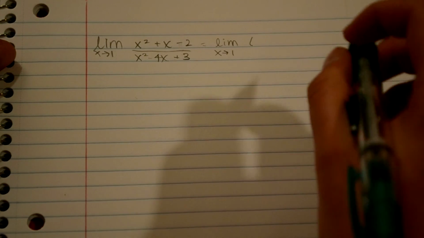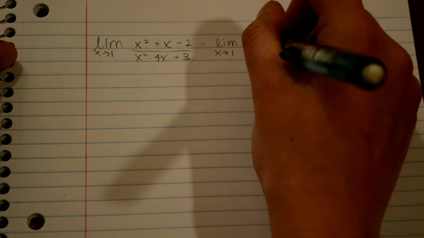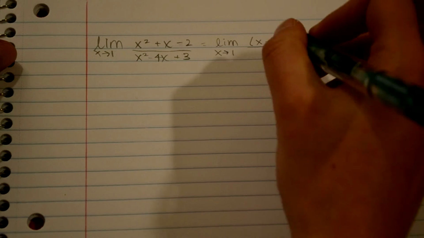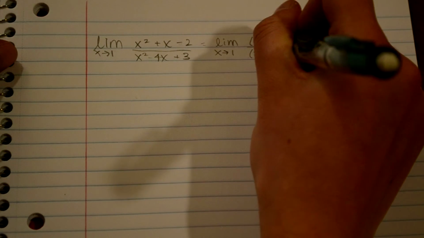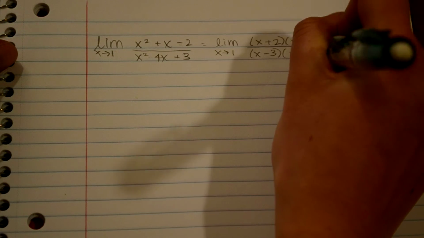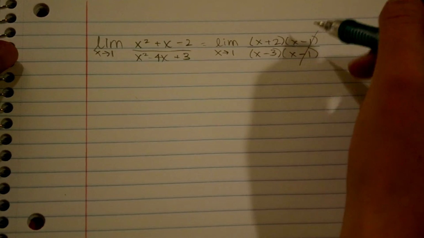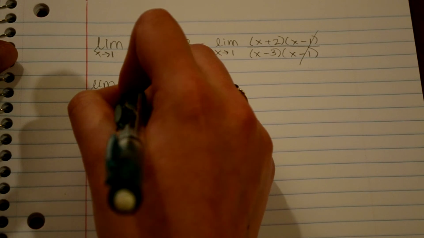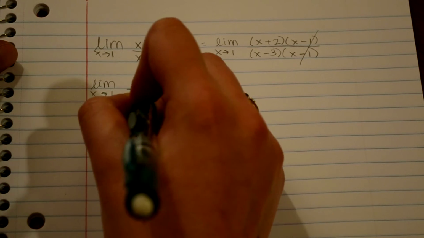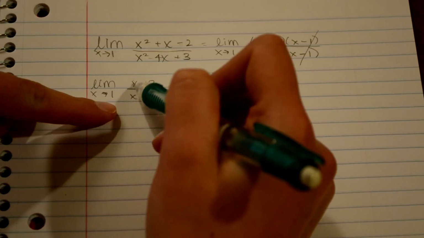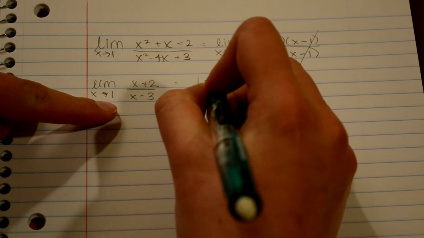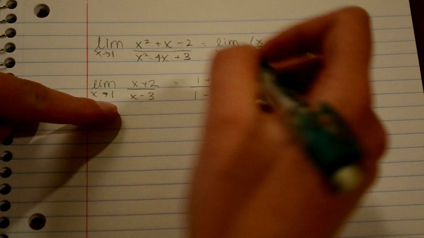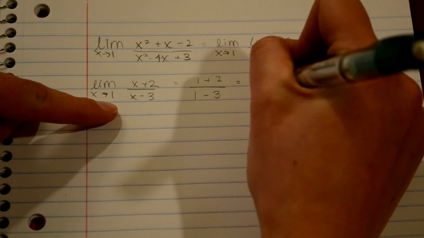So we have in the numerator x plus 2, x minus 1, and in the denominator x minus 3, x minus 1. So we can see that these two terms will cancel out, and we're left with limit as x approaches 1 of x plus 2 over x minus 3. We can plug 1 right into this, so we're left with 1 plus 2 over 1 minus 3, which will give us 3 over negative 2.